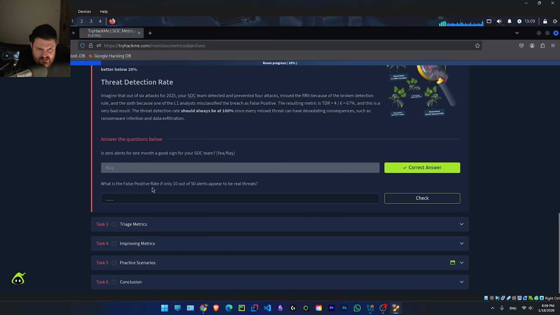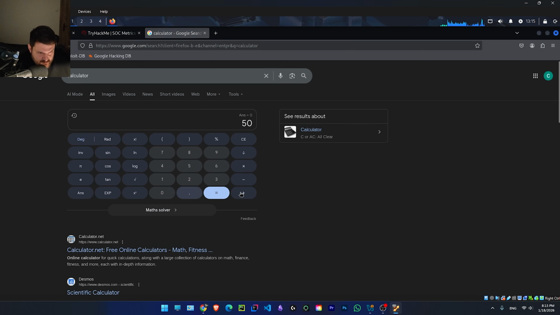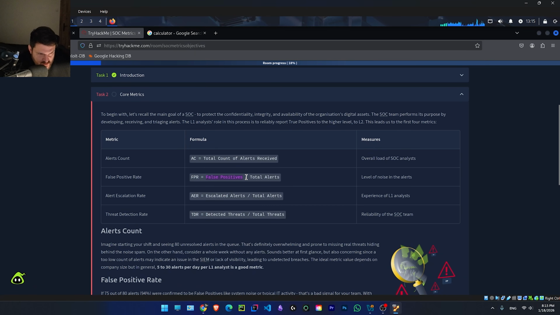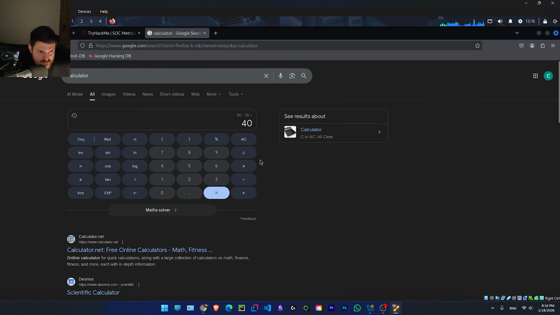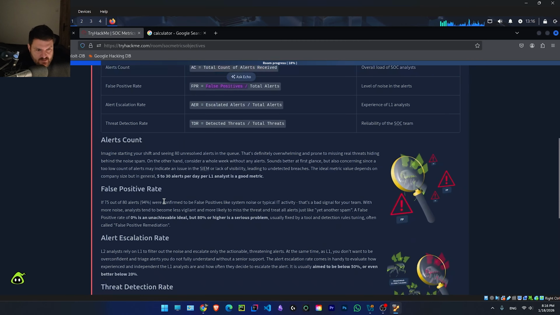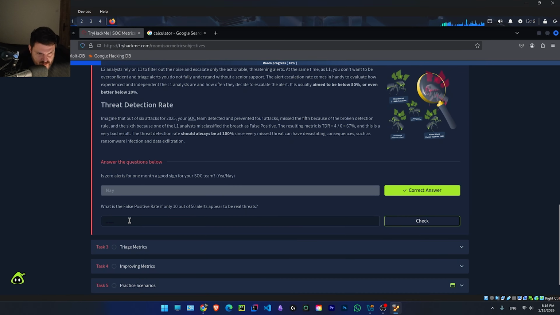What is the false positive rate if only 10 out of 50 alerts appear to be real threats? 50 minus 10, which are false positives, 40 divided by 50 is 0.8, meaning that it's 80%.